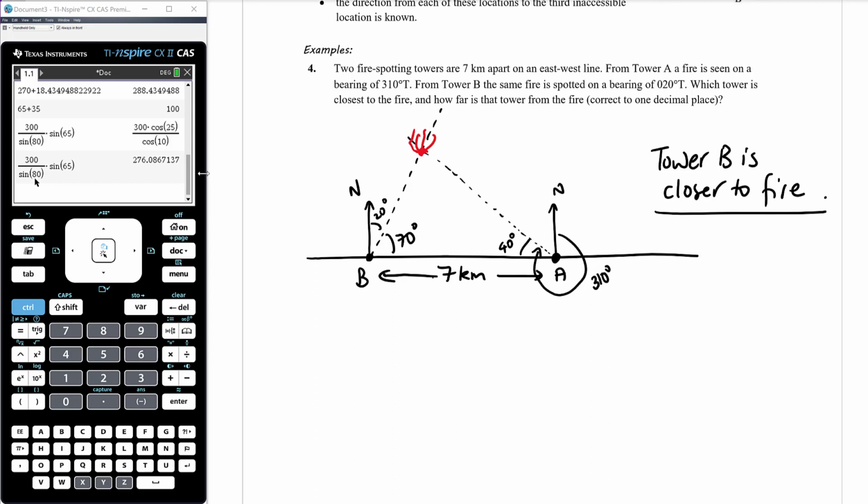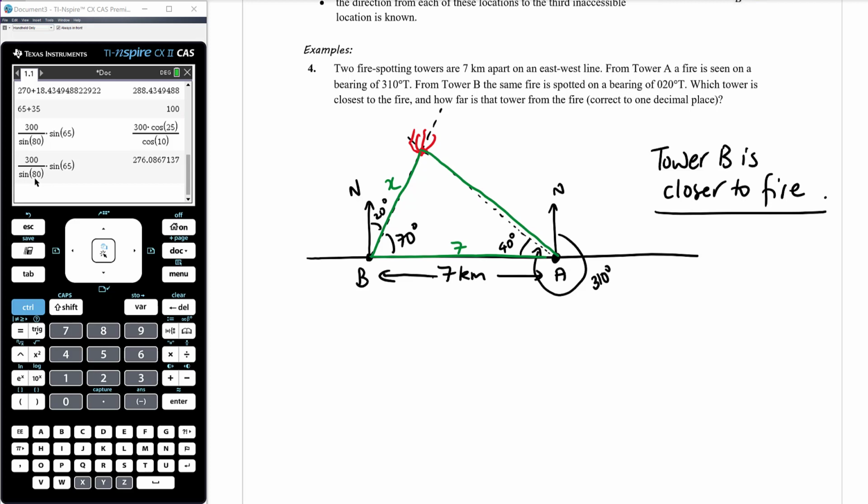Okay, so Tower B is close to the fire. So which tower is closest to the fire? And how far is that tower from the fire? Okay, so we want to find that distance. We've got a triangle. We've got two angles in that triangle. We've also got the length of 7. Okay, so we should have enough information here.